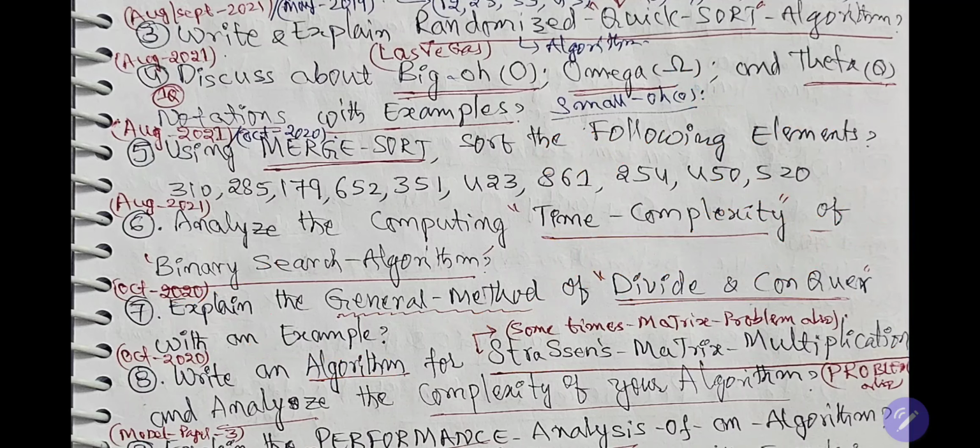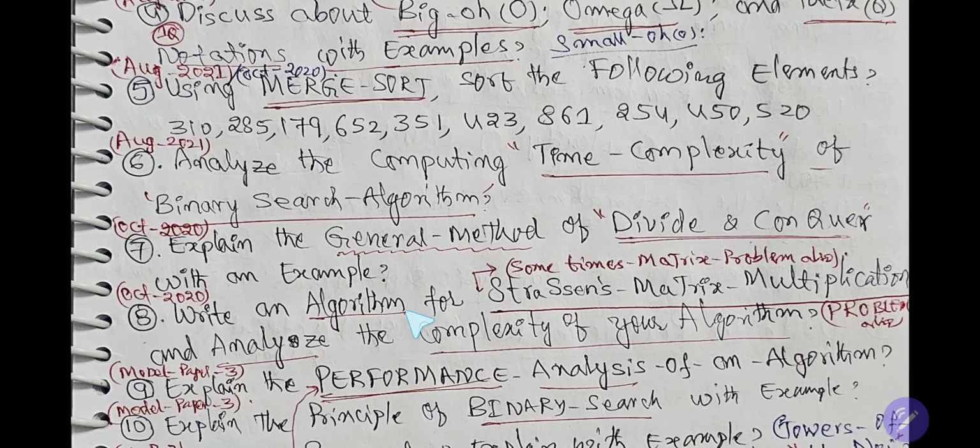Now the eighth question: write an algorithm for Strassen's matrix multiplication. You need to write the complexity of your algorithm. These are tricks in the question paper for confusing the student. Don't get confused. Just see Strassen's matrix multiplication and write that. Sometimes a matrix problem will also be asked. Don't panic. By seeing Strassen's matrix multiplication, write the answer. That is what was asked in October 2020.